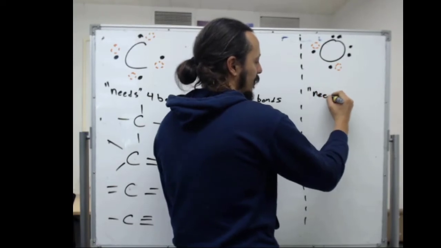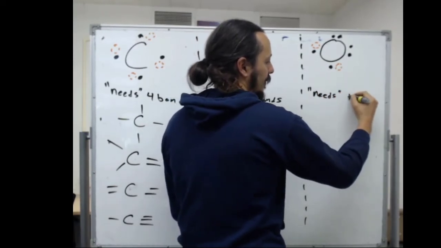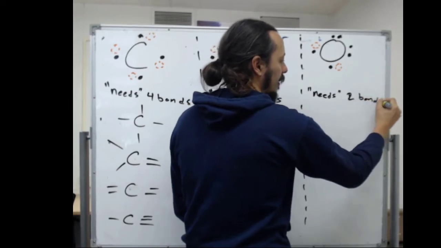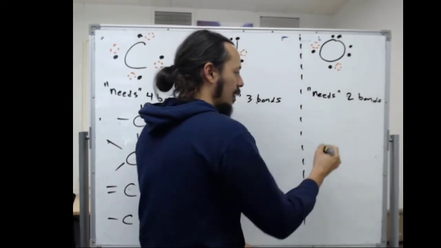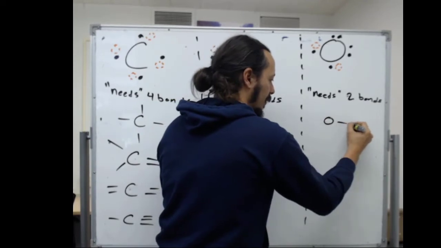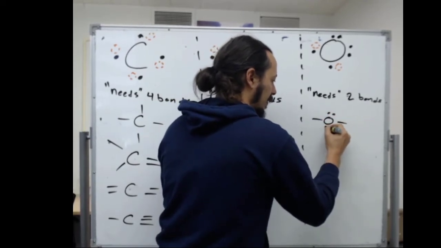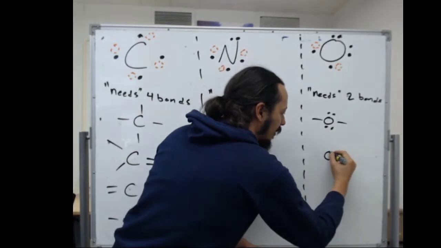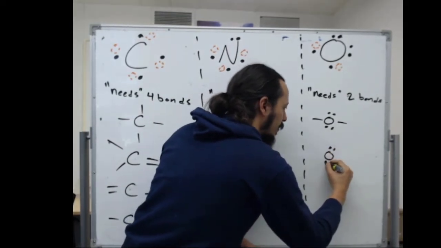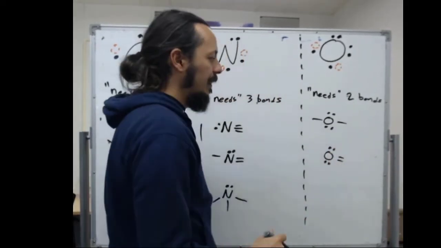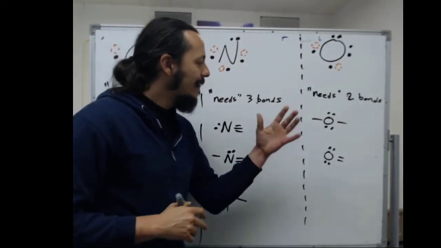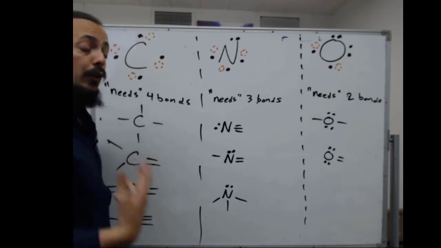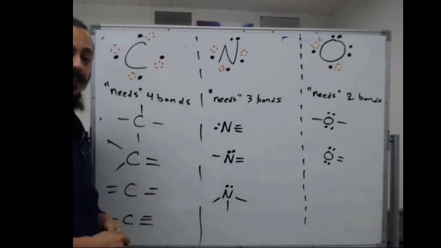And the easiest way to do that is to form 2 bonds. So in oxygen, we typically see oxygen with 2 single bonds and the 2 lone pairs, or you see oxygen with a double bond and the 2 lone pairs.